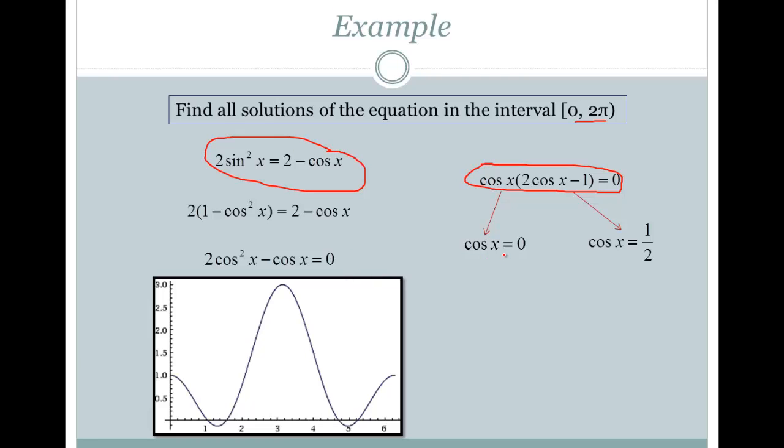Well, I know when cosine x is equal to 0. That's at pi over 2 and 3 pi over 2. I also know when cosine x is equal to a half. That's pi over 3 and 5 pi over 3. Okay? So there are my 4 solutions, the 4 solutions that I get from my graph. So in this one I used a Pythagorean identity. I was able to factor, and I got 2 conditions that I needed to satisfy.